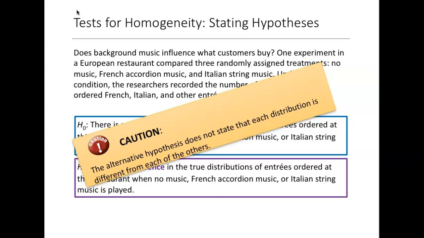And just like with the Skittles experiment, the alternative hypothesis doesn't state that all the distributions are different. It just means that at least one of them has to be different.